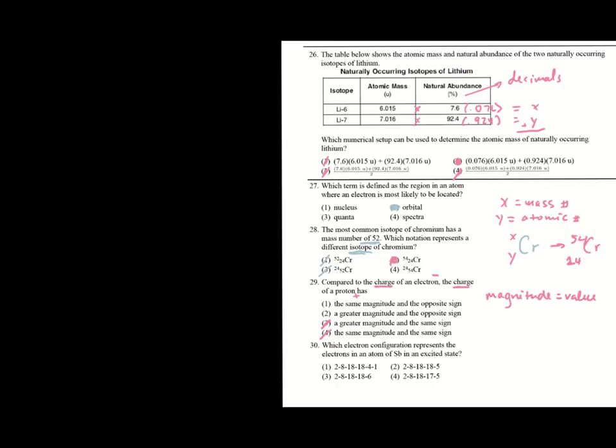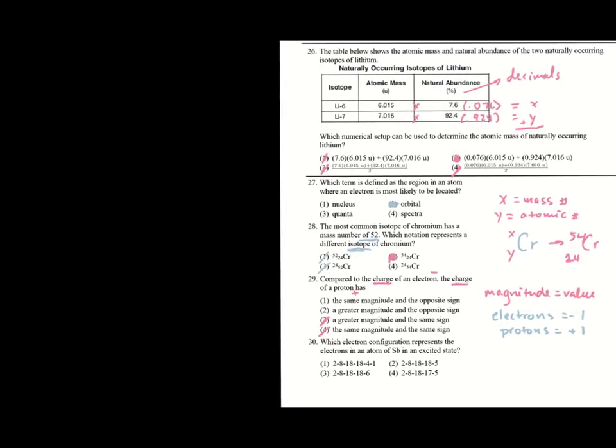Electrons are -1. Protons are +1. So we can see the value, the number, is the same magnitude. They're both 1 in value, but opposite in sign, negative and positive. Alright, from that explanation, we should get choice 1. Oops, that's wrong. Oops, choice 1.